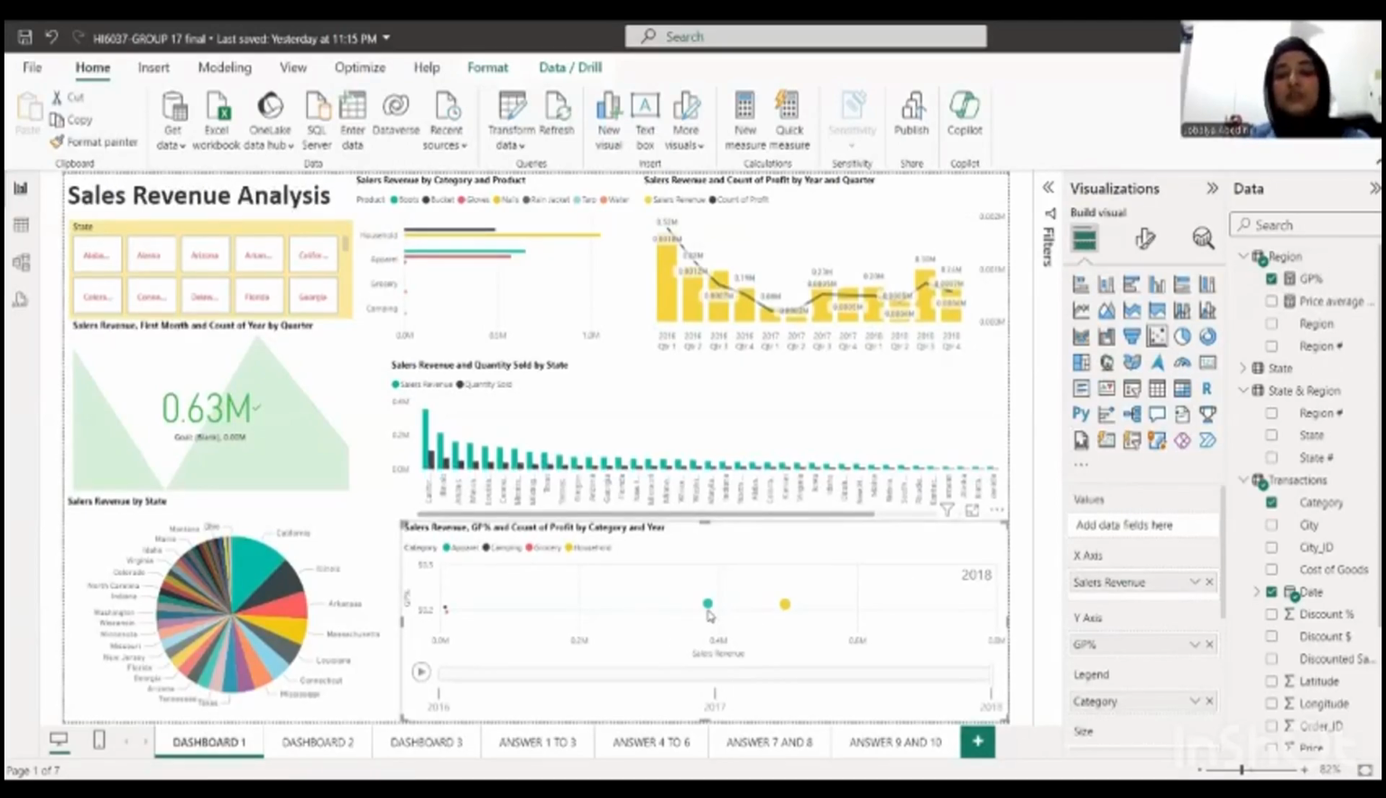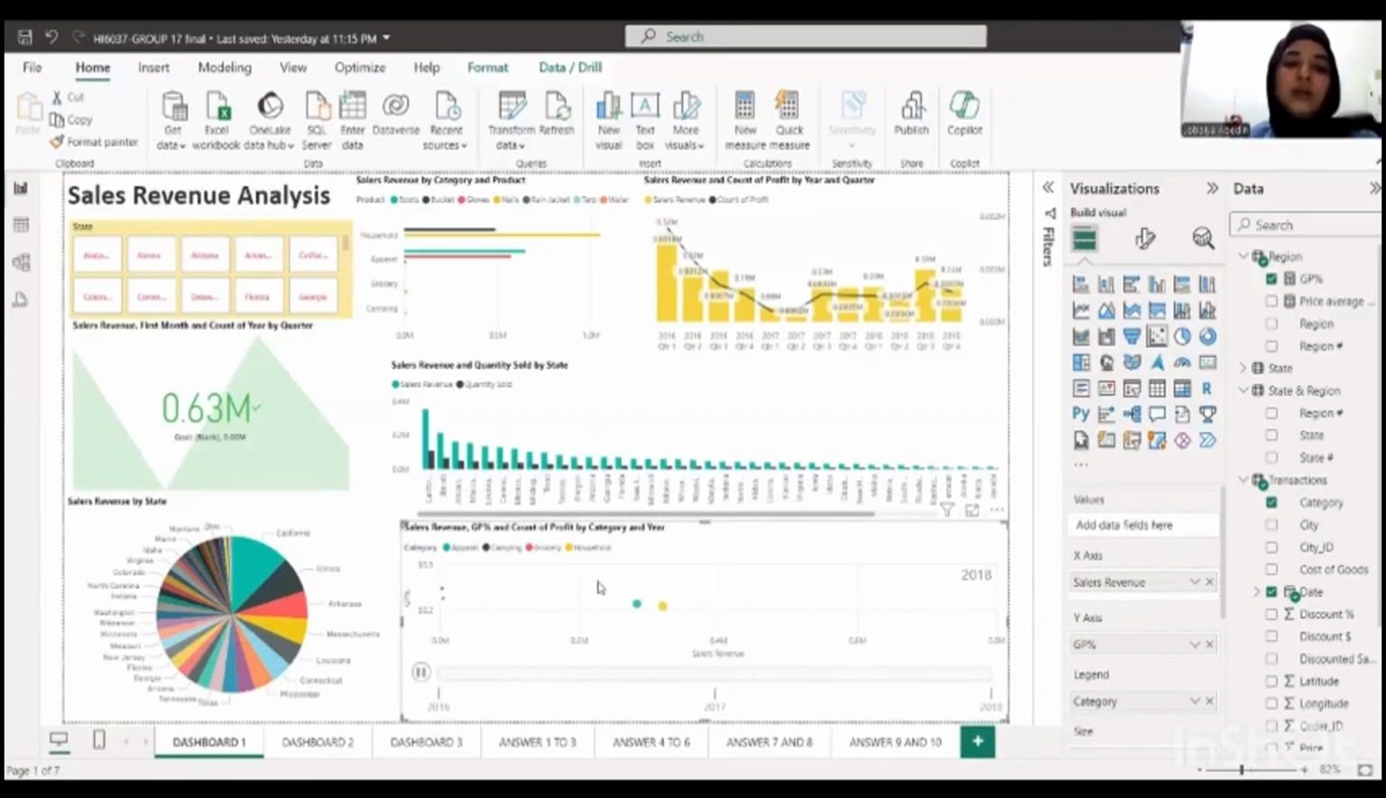And for my last visualization, I added an extra measure there, which is gross profit percentage. Each of these balls is showing the category, and the size of the ball is showing the profit. I'm comparing here the profit and the sales revenue by their GP percentage and their category. If we play it, we can see the size of the ball changes throughout the year. We can see in 2016, the sales revenue and the profit were the highest, and in 2017, it was the lowest.